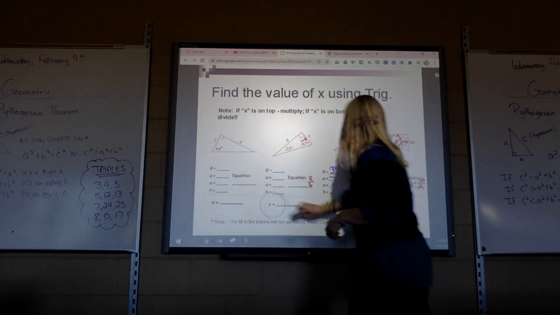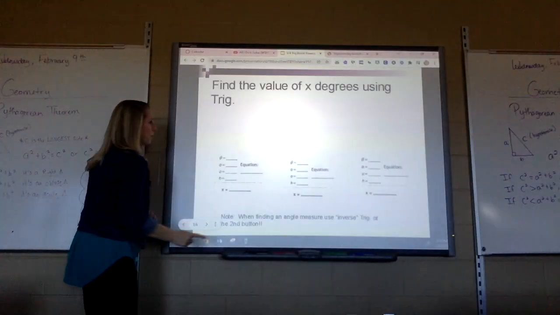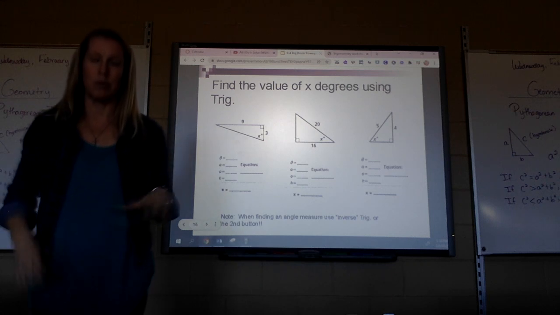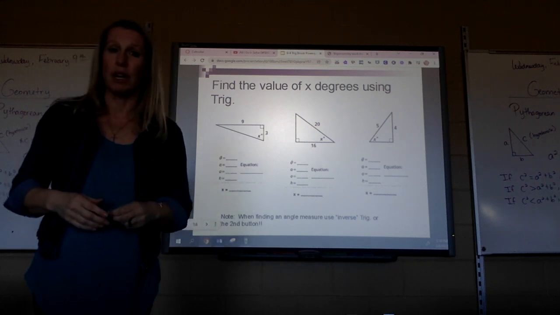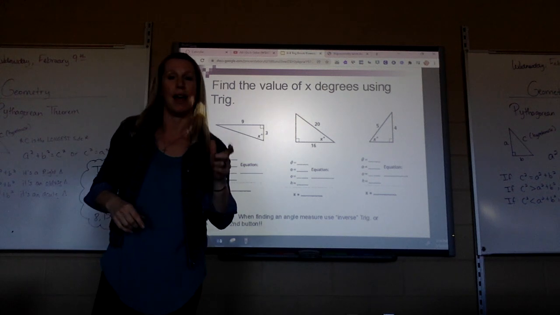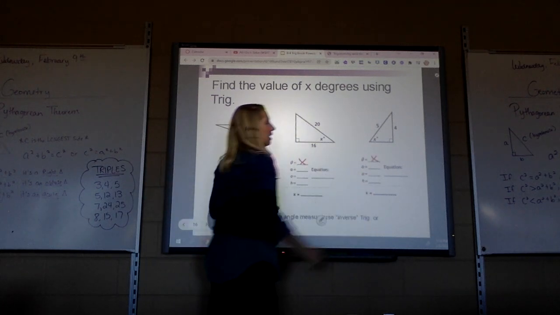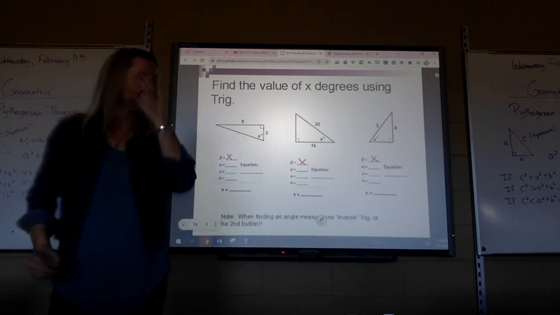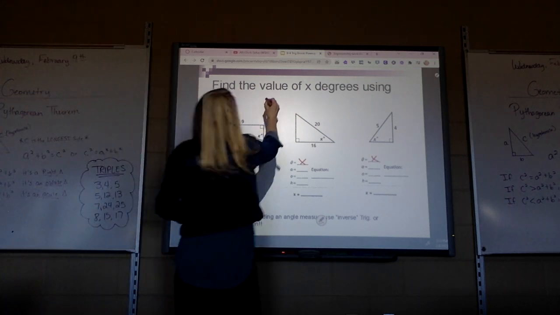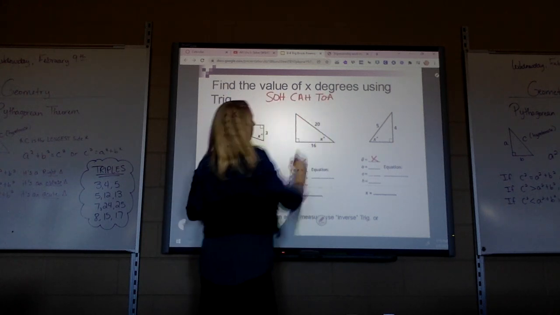What if, though, we have to find the angles? On these, notice we don't have a degrees. We have to find the angles. We can use trigonometry to find the angles too. So this time, theta is just going to be x instead. So on all of these, my theta is x. I'm going to have to find x. So I still have to figure out whether I'm using sine, cosine, or tangent. So some old hippie caught another hippie tripping on lesson.